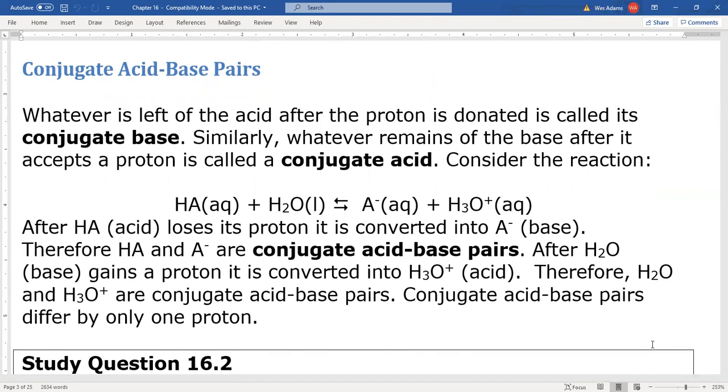So if we consider a generic reaction now, HA reacting with water to produce A- and H3O+, where you see there's an equilibrium, so this is a weak acid. After HA, the acid, loses its proton, it is converted into A-, the conjugate base. And so they are conjugate acid, conjugate base pairs.